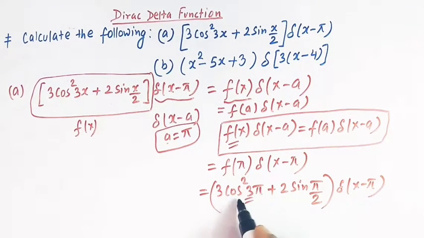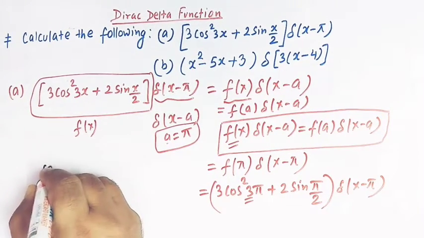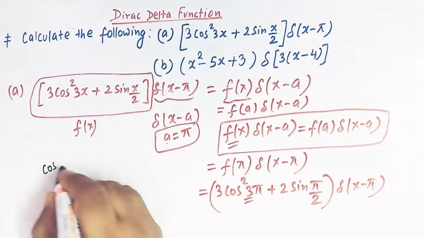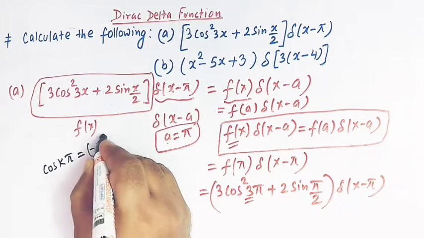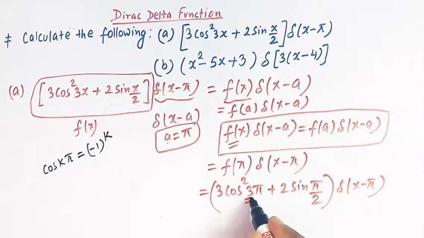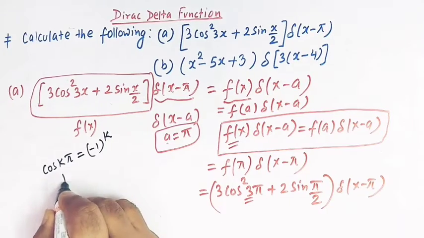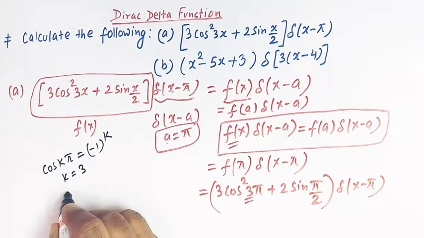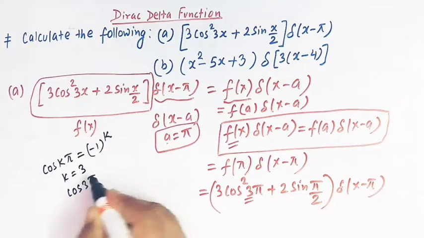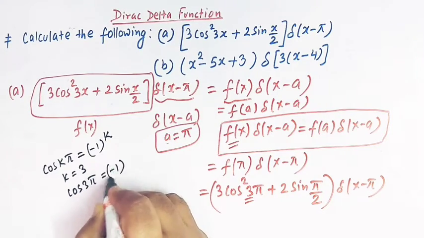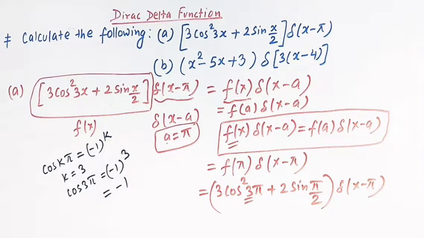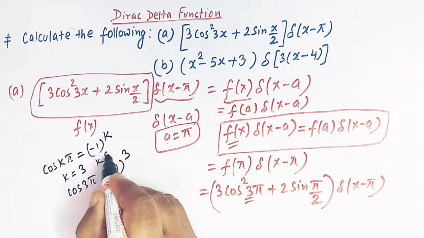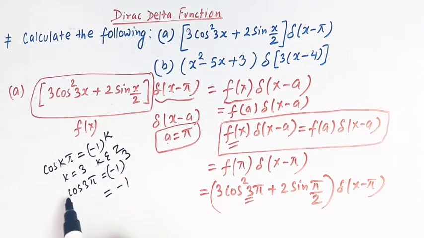So now the value of cos 3 pi can be calculated by this relation from trigonometry, that is cos of k pi is equal to minus 1 raised to k, right? So here the value of k is 3. So we have cos of 3 pi is equal to minus 1 raised to 3, that is equal to minus 1, right? So k is some integer, right? So cos 3 pi is equal to minus 1.